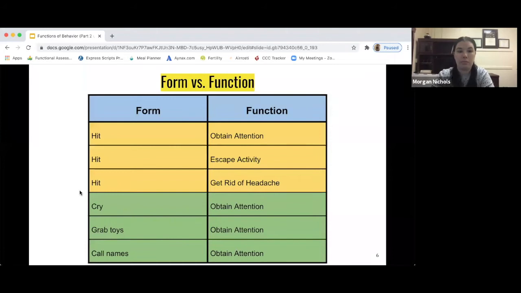So in this presentation, we're going to be talking a lot about function. As you can see, if there is one behavior, hitting, that has the same form but a different function, we're going to respond to that same behavior in different ways, because the function, or why they're doing it, is a different reason. So we're going to respond to it in a different way.